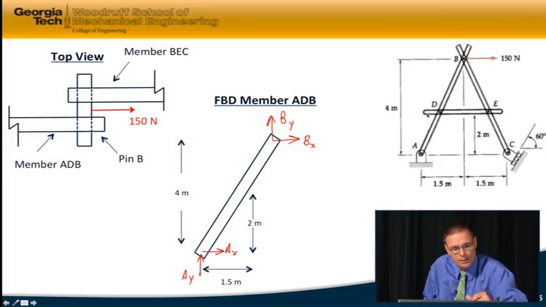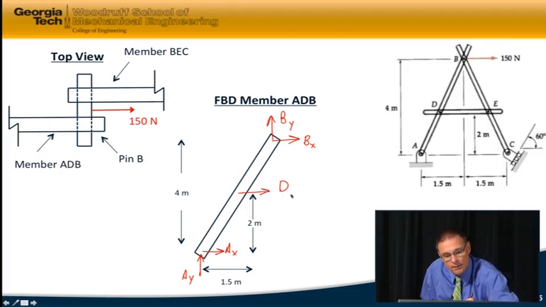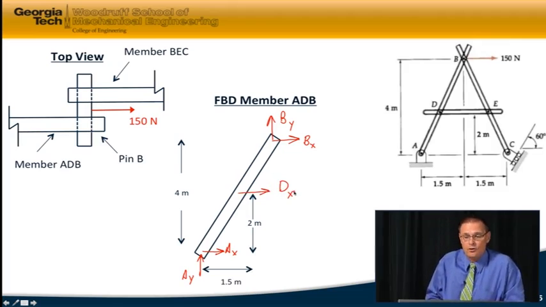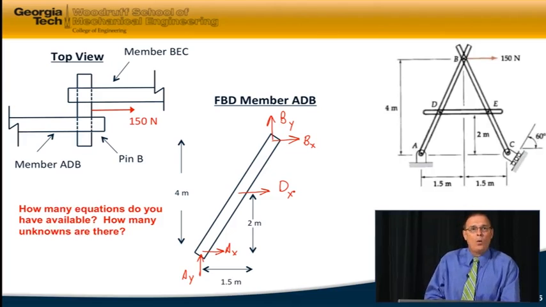I don't know whether it's in tension or compression. I'll just go ahead and assume that D is in tension, so I've got DX to the right. Okay, how many equations do we have now, and how many unknowns are there? Go ahead and do that yourself.